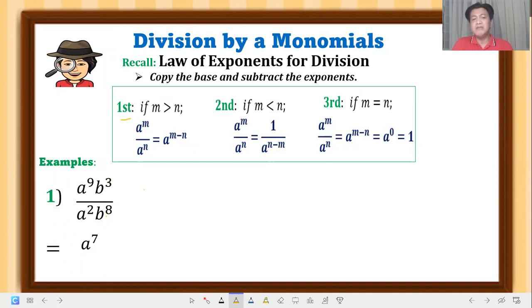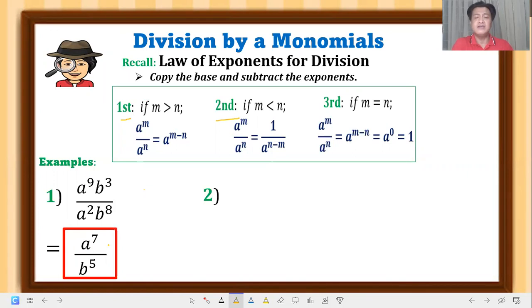Kung mapapansin natin, di ba, mas maliit yung nasa exponent sa numerator kaysa kay denominator. Kaya ang i-apply natin dyan yung second condition. Meaning to say, 1 over, okay, you have to interchange, no? 1 over 8 minus 3. Kaya ang ibig sabihin niyan, b raised to 5 na siya. Bakit nasa ilalim? Kasi nga 1 over b raised to 5. Okay, saan nagpunta yung 1? Kasi nga 1 times a raised to 7, same pa rin siya na a raised to 7. Kaya no need to write 1.